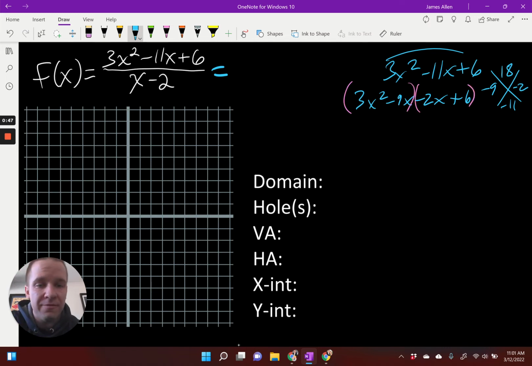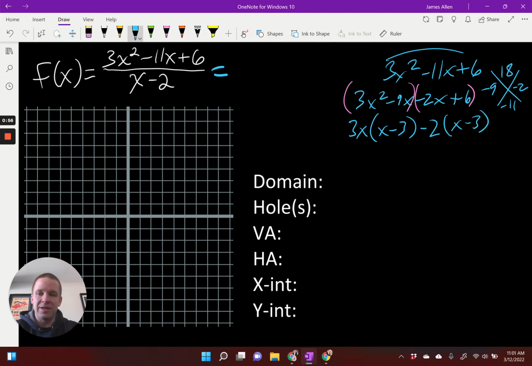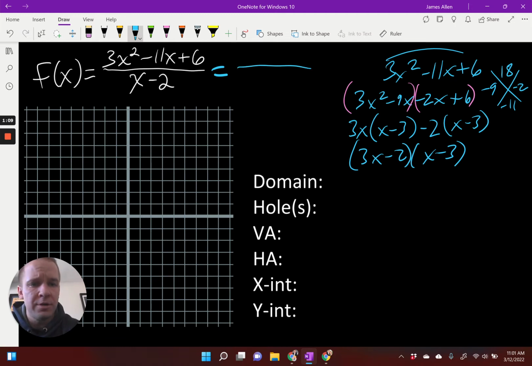I'm going to pull out a GCF. So I'll have 3x, and then I'll have x minus 3 left in there, and then I'll take out a negative 2, and I'll have x minus 3 left in that one. Now my two factors are going to be 3x minus 2 and x minus 3. Leading coefficient factoring is never going away, so you just kind of have to learn it.